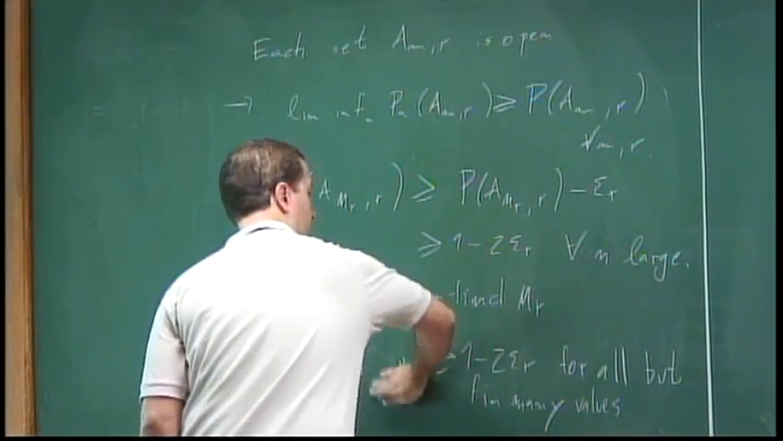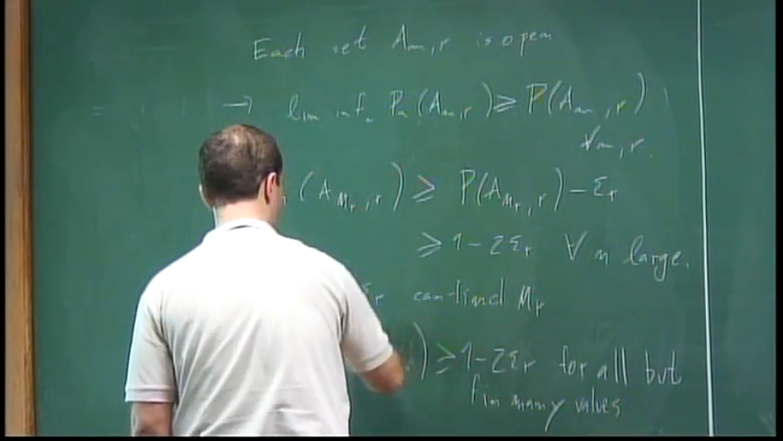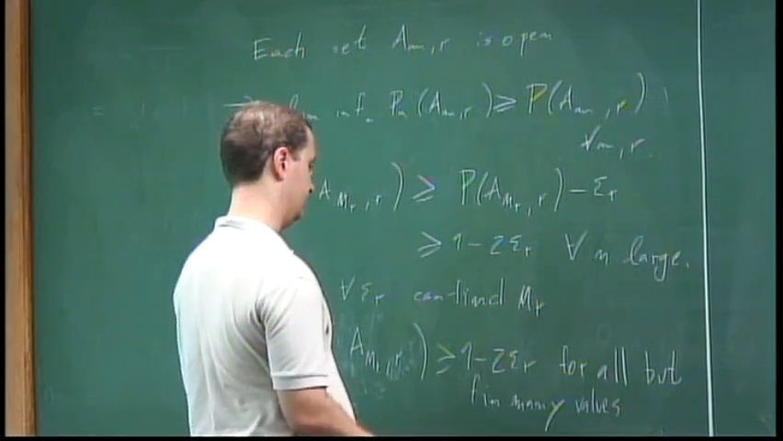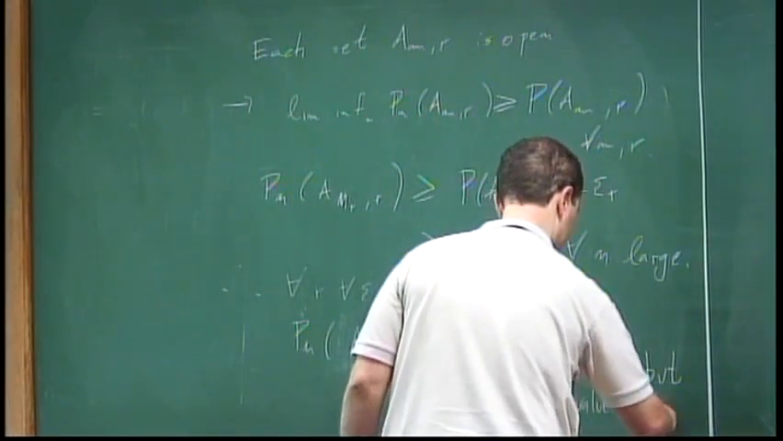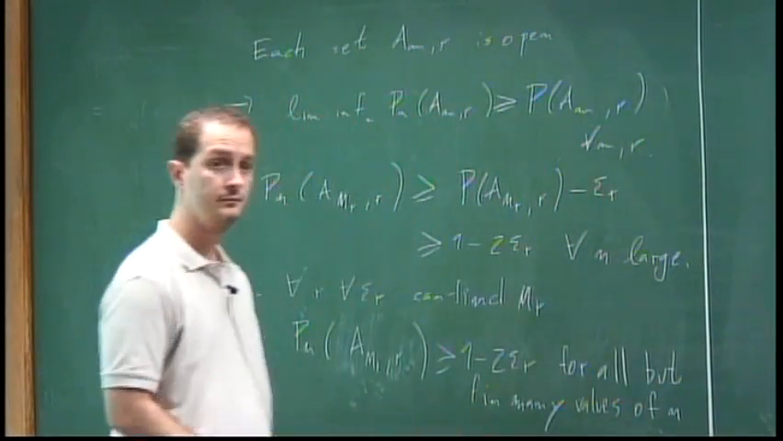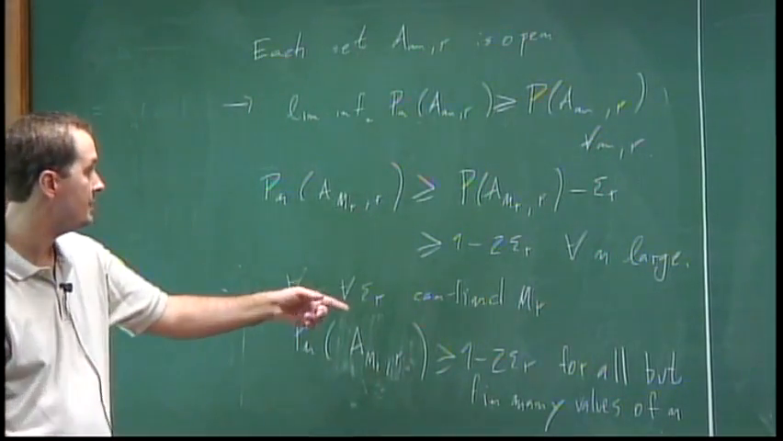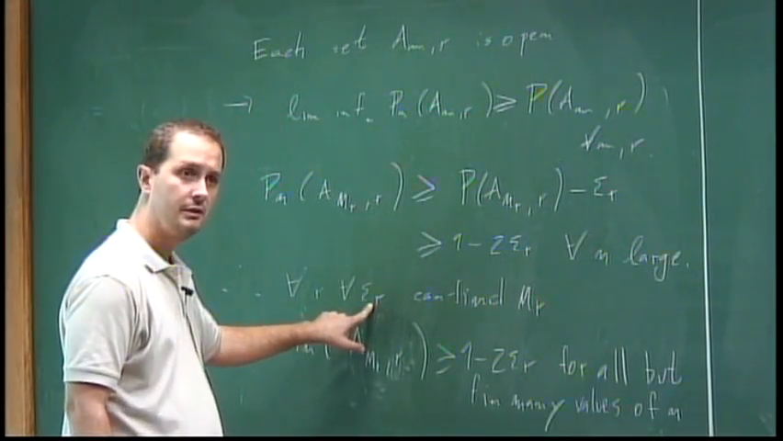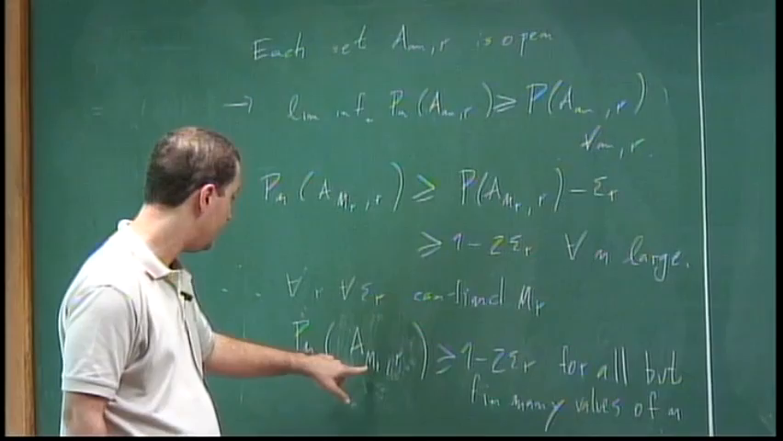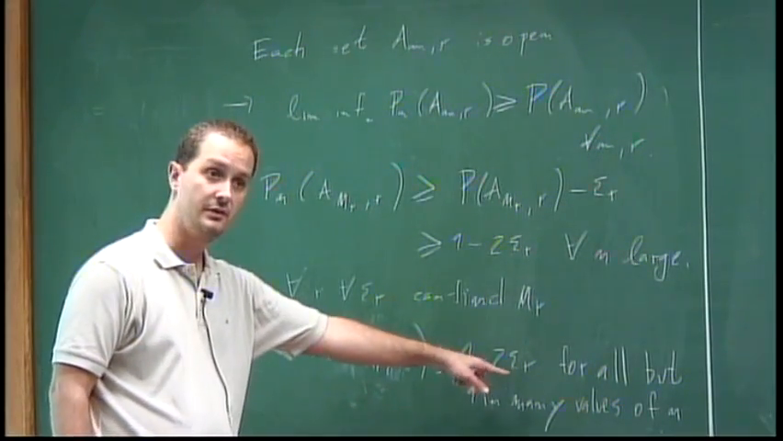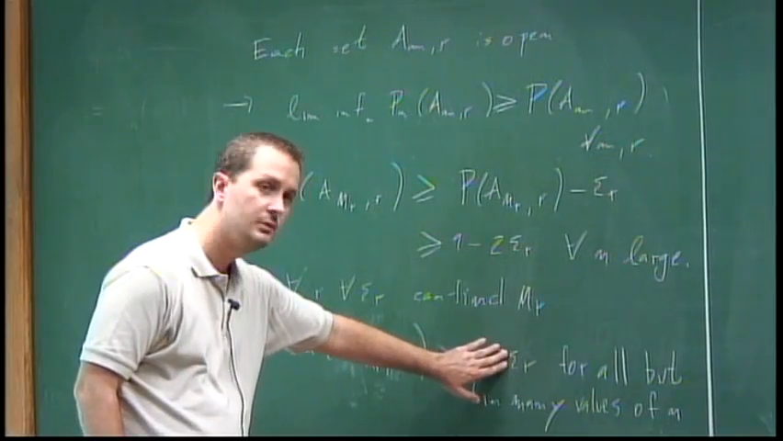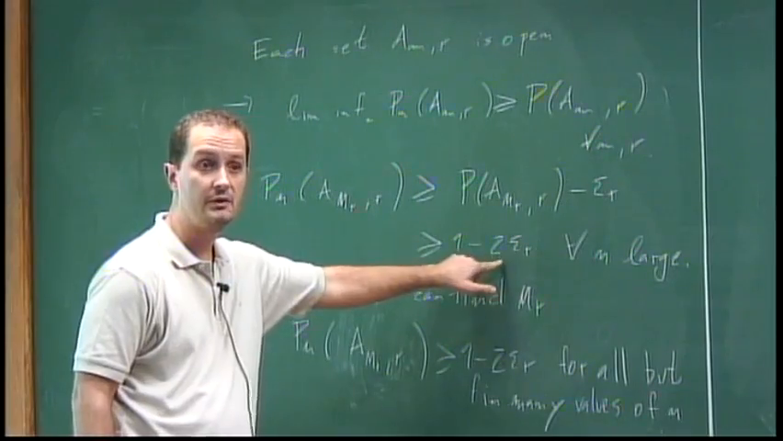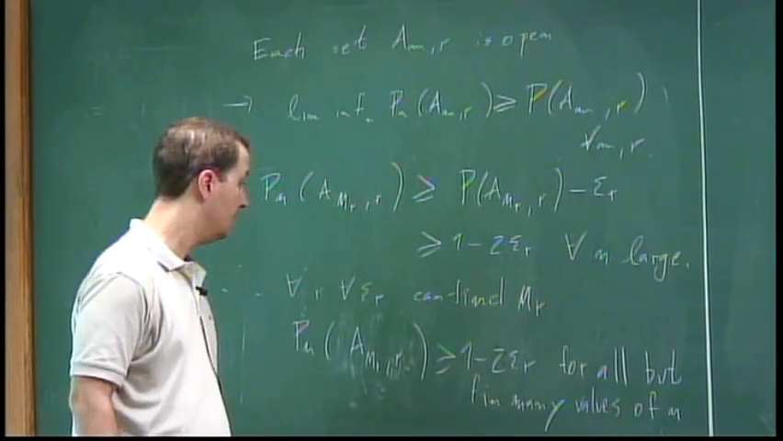Alright, so this should be the bulk of n. Right, so I'm just saying the same thing. I want to prove that this is true. I choose R, I choose epsilon R. So I know that P of A_{m,R} is larger than this, without the 2. And because of this weak convergence property, I get this with the 2 for all large enough m.